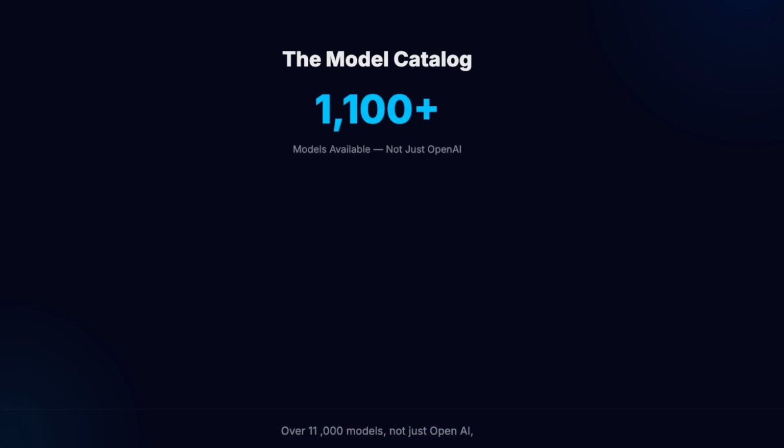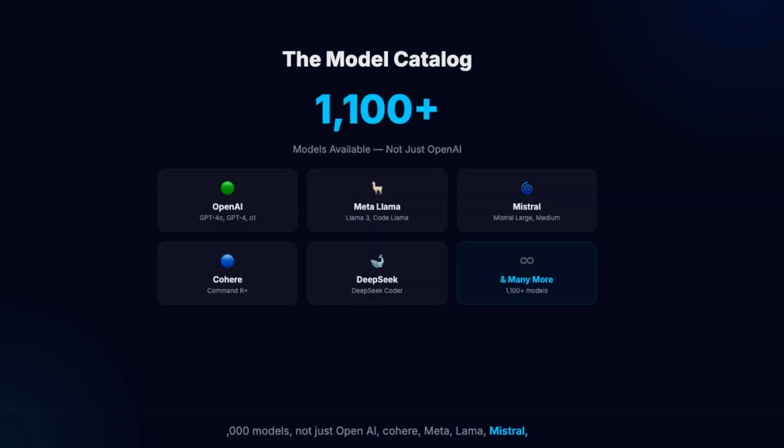And then there is the model catalog. Over 11,000 models, not just OpenAI: Cohere, Meta, Llama, Mistral, DeepSeek. And the crazy part, you can switch between all of them without changing a single line of code. One endpoint, one set of credentials, and all the models.